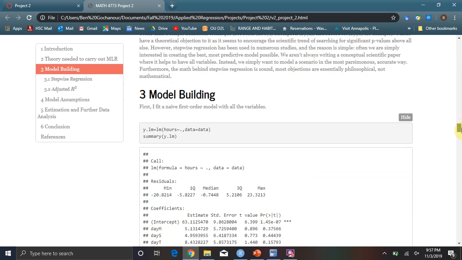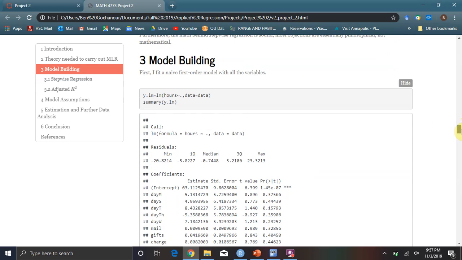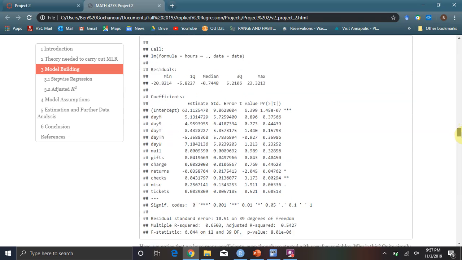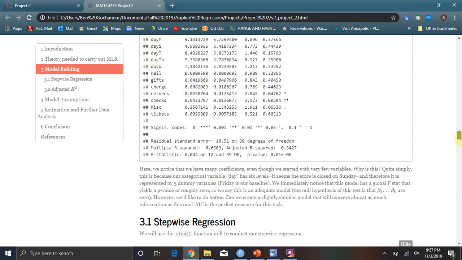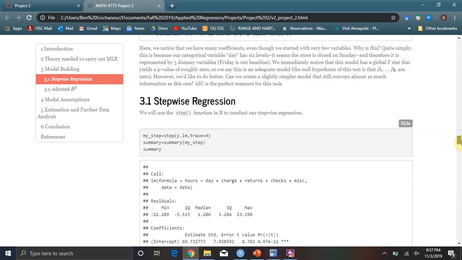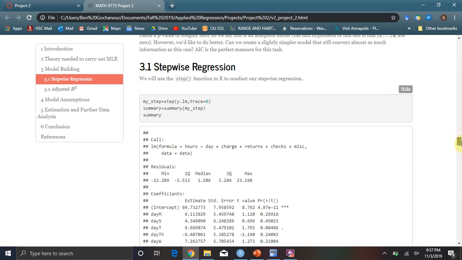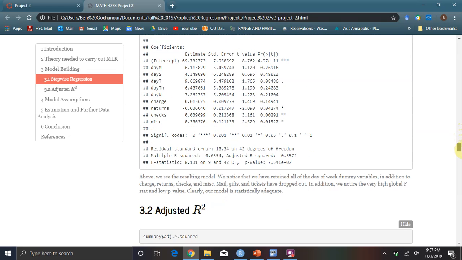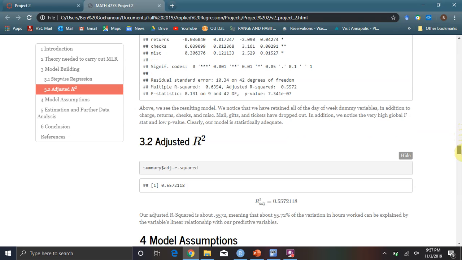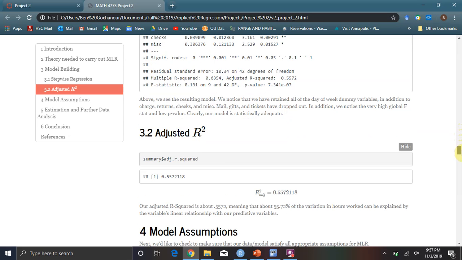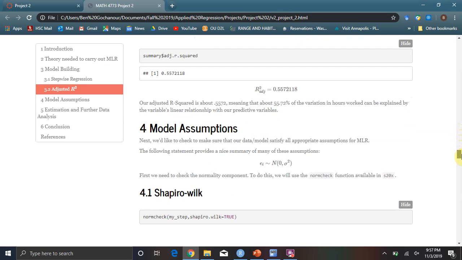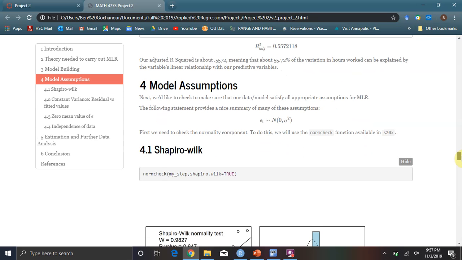Next, and probably most importantly, I get to the model building. Here I'm fitting a simple naive model with all the variables, and then below I'm fitting a stepwise model that's going to remove some of the independent variables and find us the optimal model. Here is R squared, and I provide the interpretation there. Now here is the model assumptions.